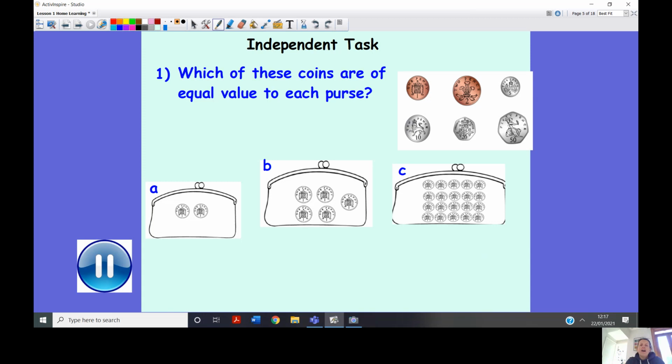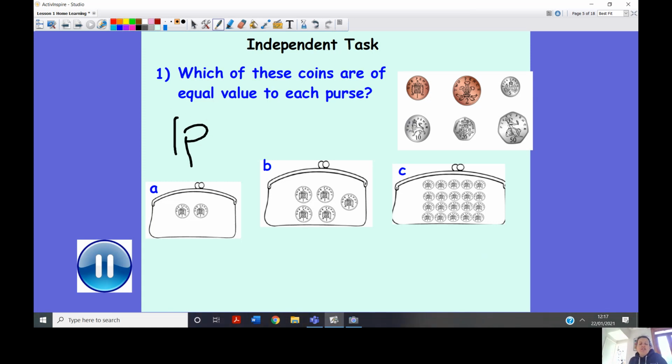Here is your first independent task. So on a piece of paper, which is all you need for your math lesson now, I want you to write question 1, and then in each one of the purses here, A, B, and C, I have some pennies. So in each purse, I have 1p.